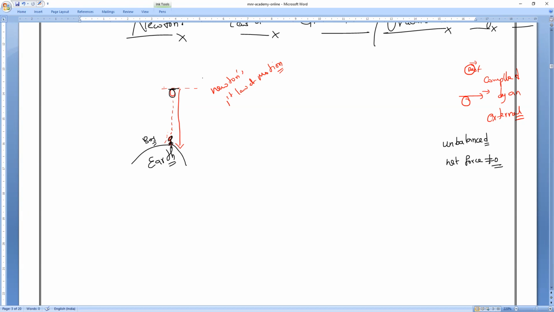But later he noticed that the force of attraction exists not only between the earth and objects, but between any two bodies anywhere in the universe. That is why it is called the force of gravitation. It is not only the earth, not only the stone that is falling. Every object in the universe has this force. That is why it is called the force of gravitation.